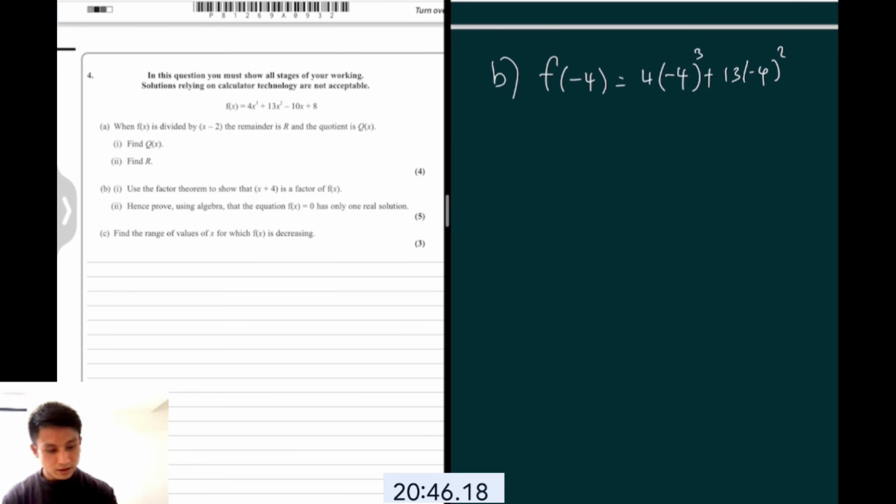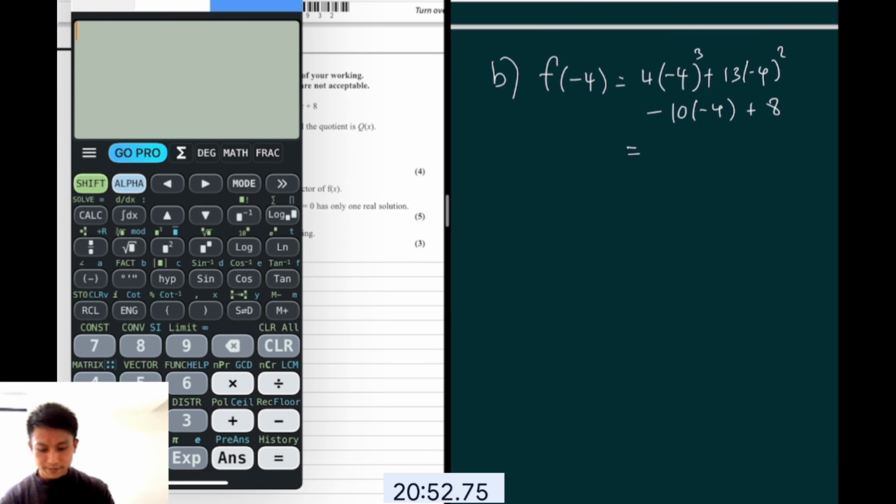Minus 4 squared. I'm just going to do the next line here. That's it. So if we do a calculator there, 4 times, that would be minus 64, plus 13 times 16, that would be 40, and that would be 8. Ooh, 8. Yep, it does.